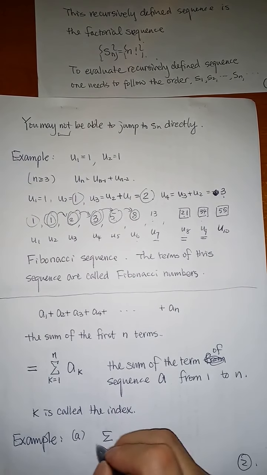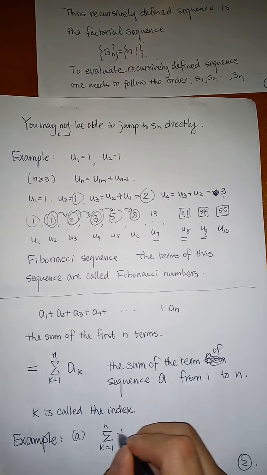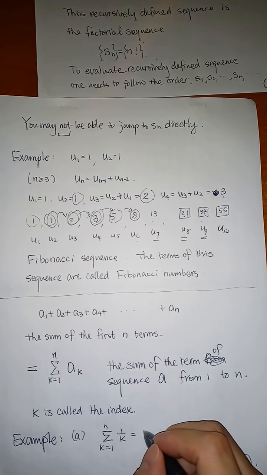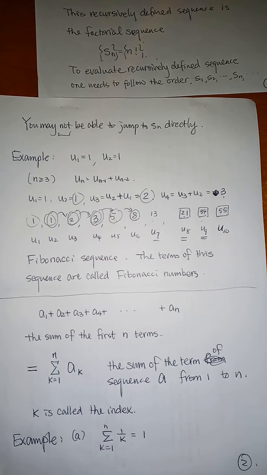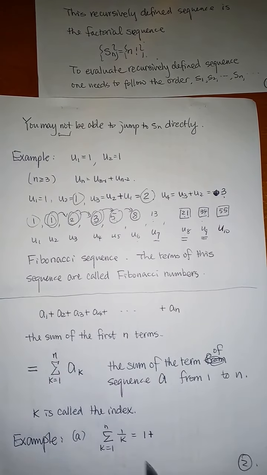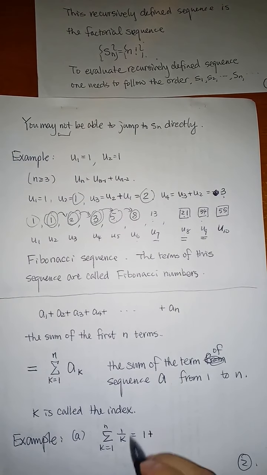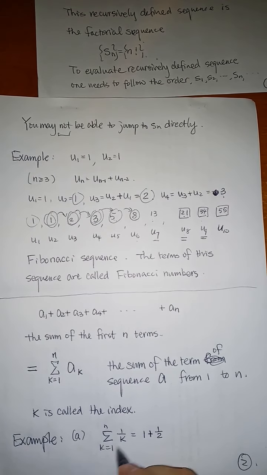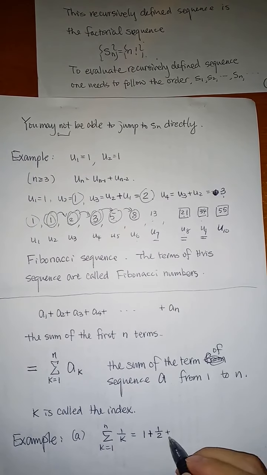So for example, sigma k from 1 to n, 1 over k. So the formula is 1 over k, and k is from 1 to n. When k is 1, 1 over k is 1 over 1, which is 1. And then sigma is always addition. Whenever after you evaluate k, you are going to do addition. When k is 2, it's 1 over 2. And you finish that, you add.